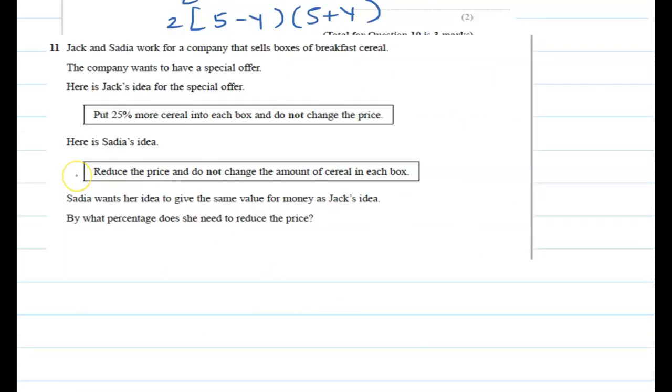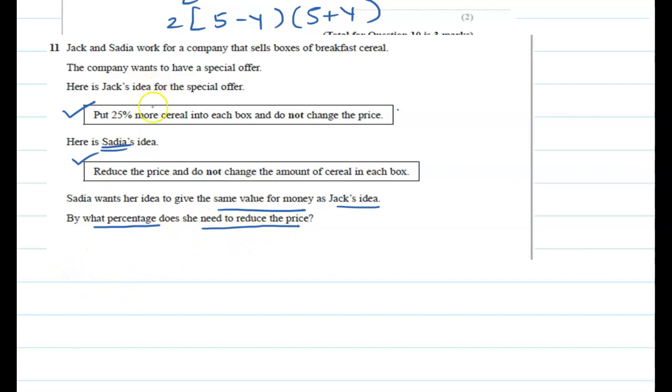Okay, so Jack and Sadia work for a company that sells boxes of breakfast cereal. The company wants to have a special offer. Here is Jack's idea: put 25% more cereal into each box and do not change the price. And Sadia says, reduce the price and do not change the amount of cereal in each box. Sadia wants her idea to give the same value for money as Jack's idea. By what percentage does she need to reduce the price? So you need to find by what percentage she needs to reduce the price.